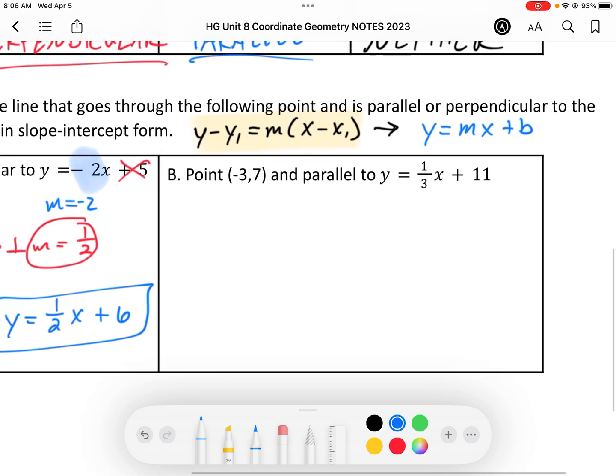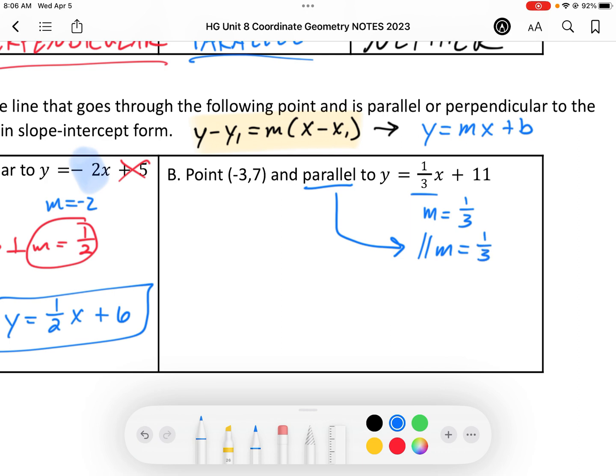For the next one, we're going to do the same thing, but the key phrase here is parallel to this equation. Well, that means it needs to have the same slope. The slope of this line is 1/3, so I'm going to use the same slope. My parallel slope is also 1/3. So again, we go to point-slope form first. Your x1 and your y1 are here, so we're going to do y minus 7 equals 1/3, parentheses, x plus 3, because it's minus -3.